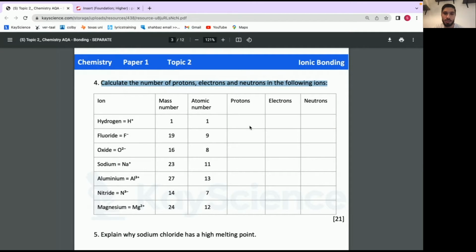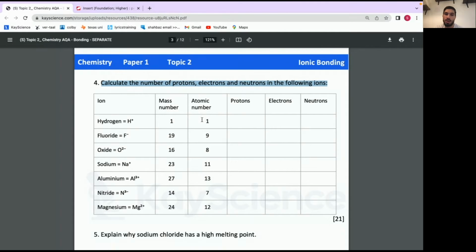So let's go through the first example. Now, I'm only going to go through the first two, and then you're going to do the next two. I don't want to spend too long on this. Okay. Calculate the number of protons, electrons, and neutrons. Well, this is quite easy, if I'm honest.